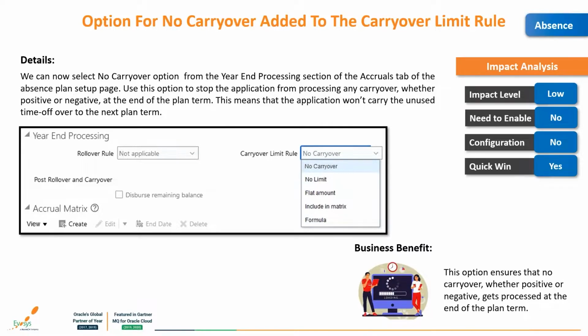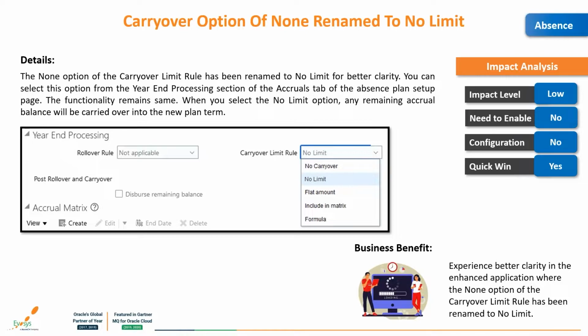Moving on to the next feature, carryover option of none renamed to no limit. This is again an absence new feature, in the carryover limit. If you have noticed in the carryover limit LOV, we have an option called none.